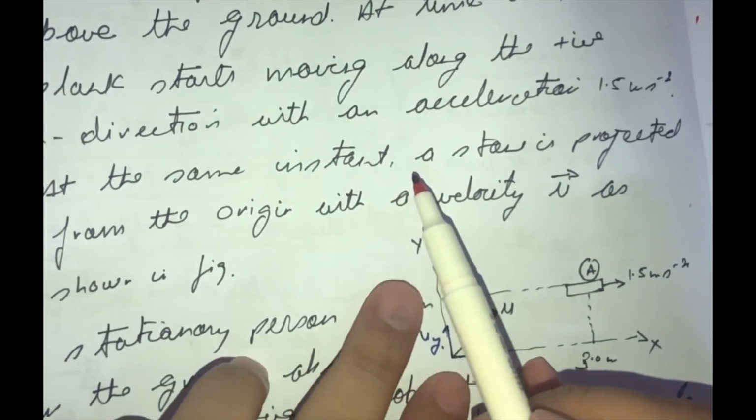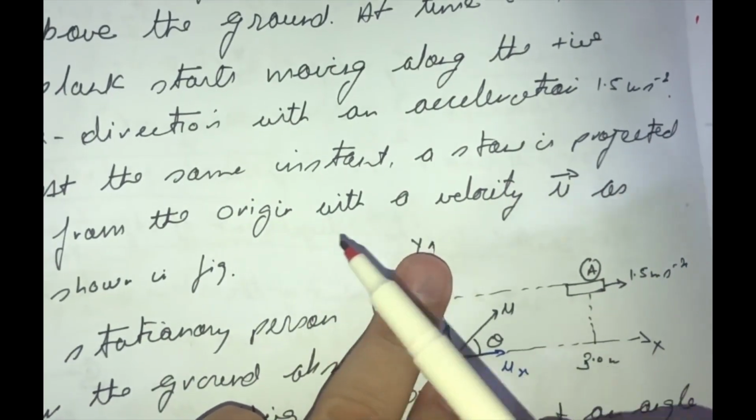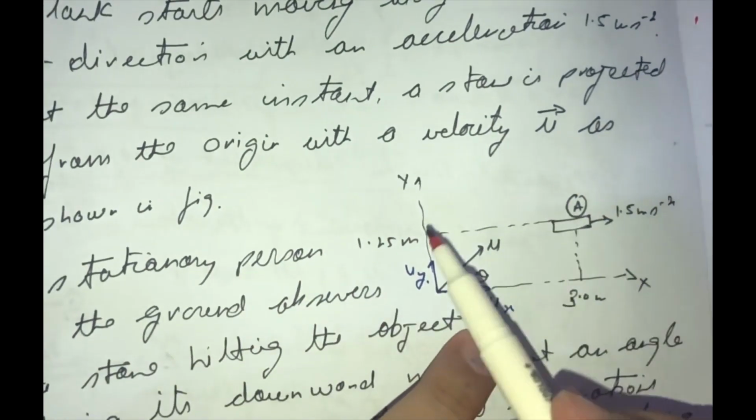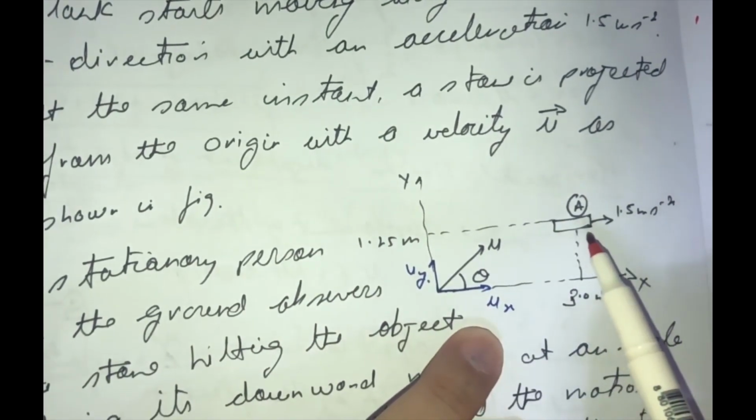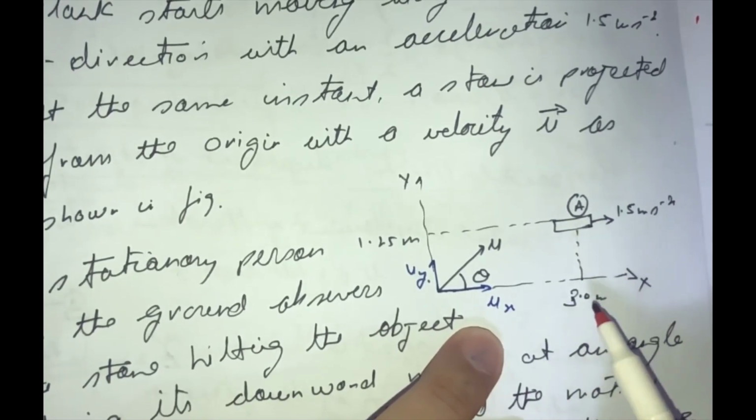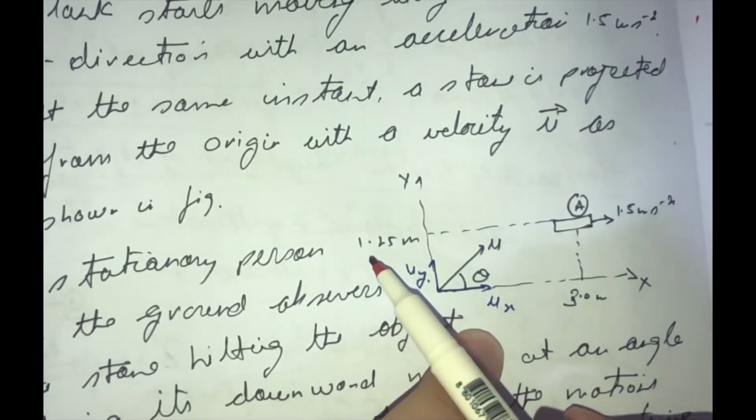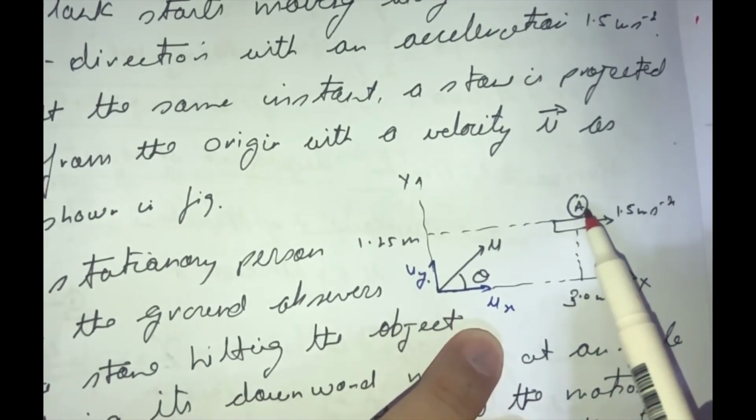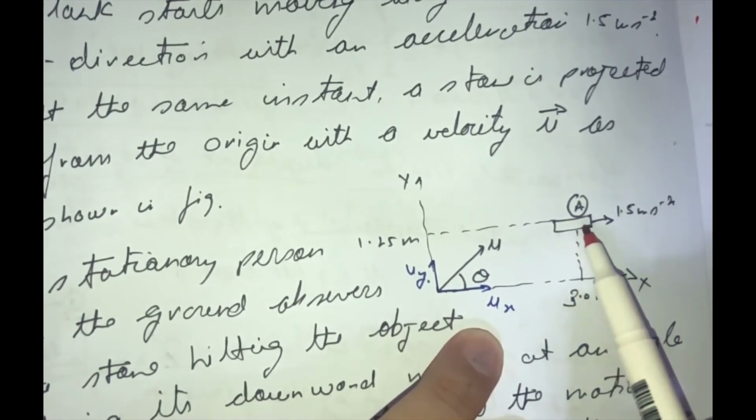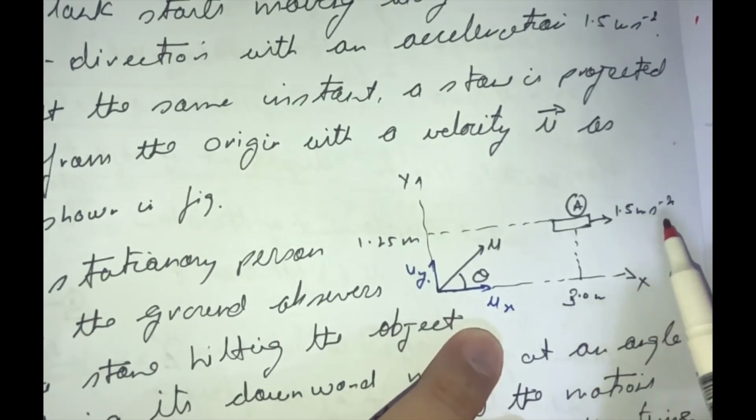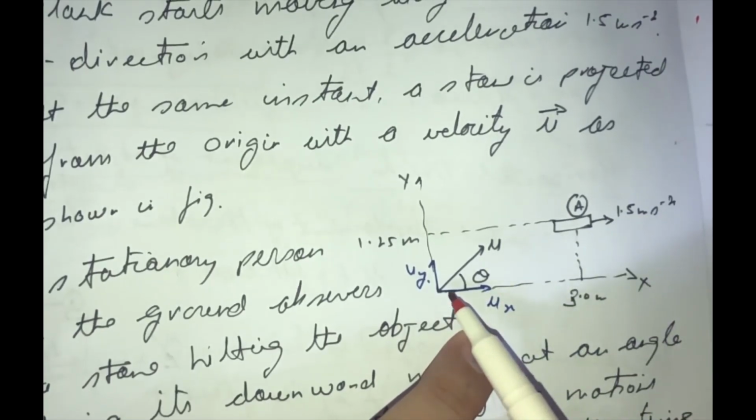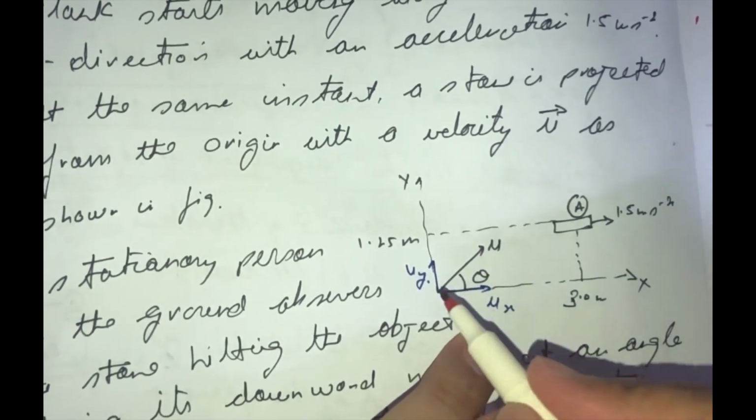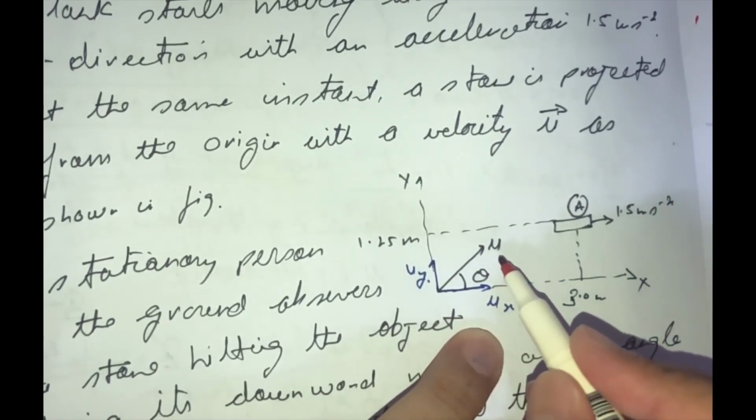At the same instant, a stone is projected from origin with the velocity of u as in figure. So this is the basic figure. So we have a plank which is at a distance of 3 meter and 1.25 meter at height, and it has an object A. So it starts moving with the acceleration 1.5 meter per second square, and at the same moment a stone is projected from the origin with the velocity u.